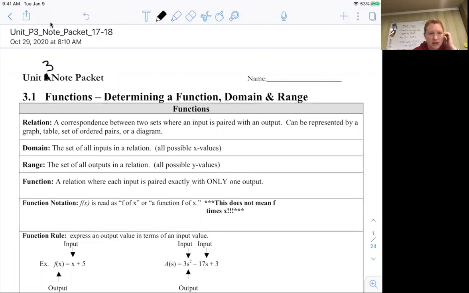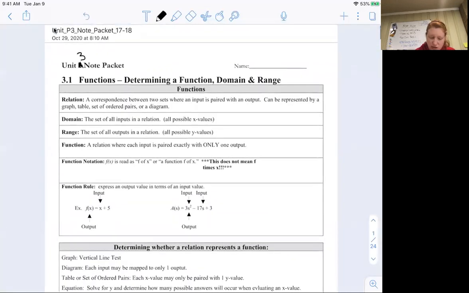So if we go ahead and start 3.1 functions. So this is all going to be about functions again. Some of this you're going to know, and there's going to be more that you don't know. So you need to make sure that you are focusing and taking really good notes and writing things down when I talk through it.